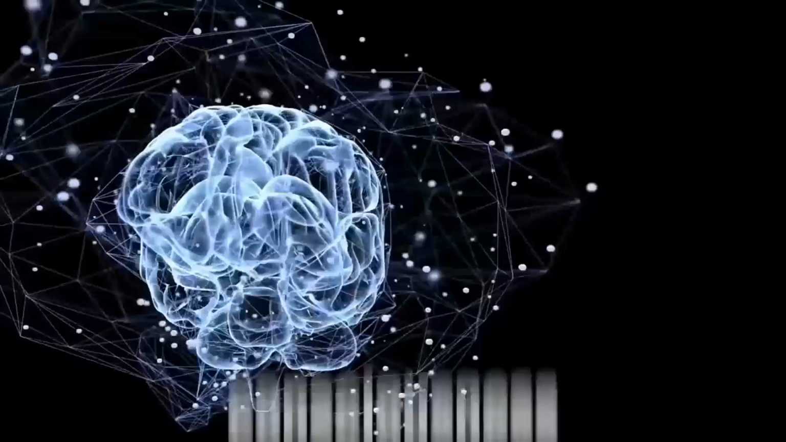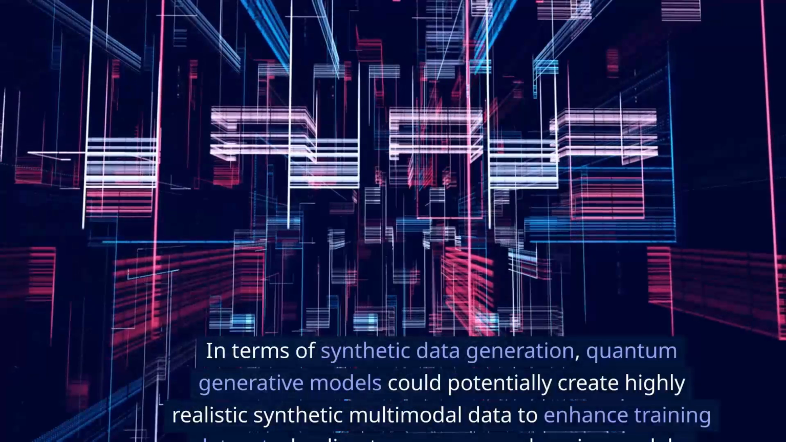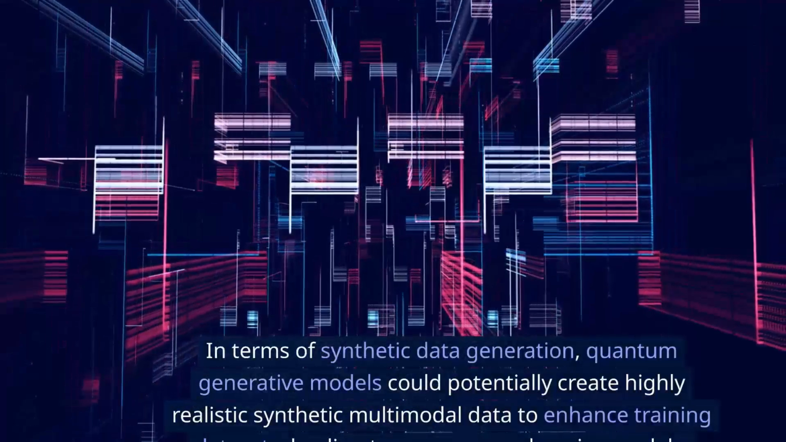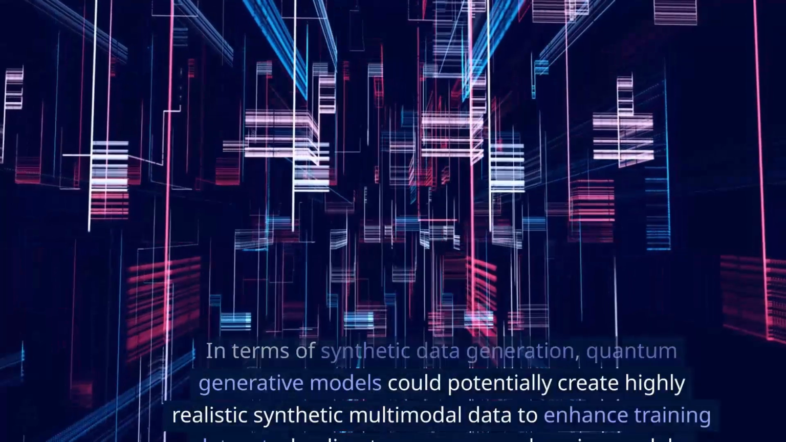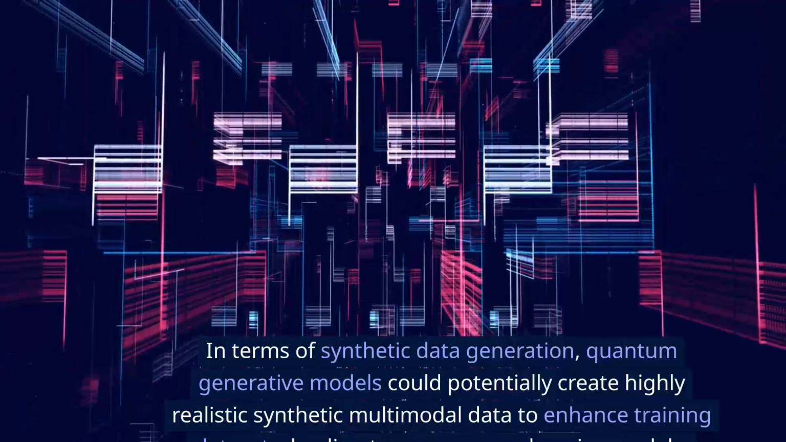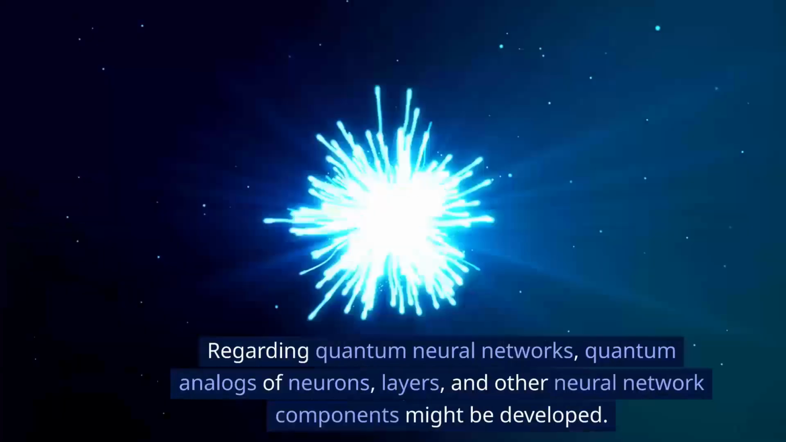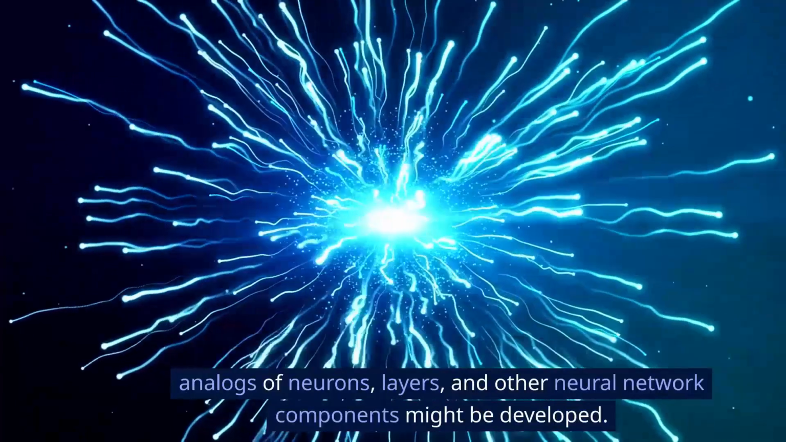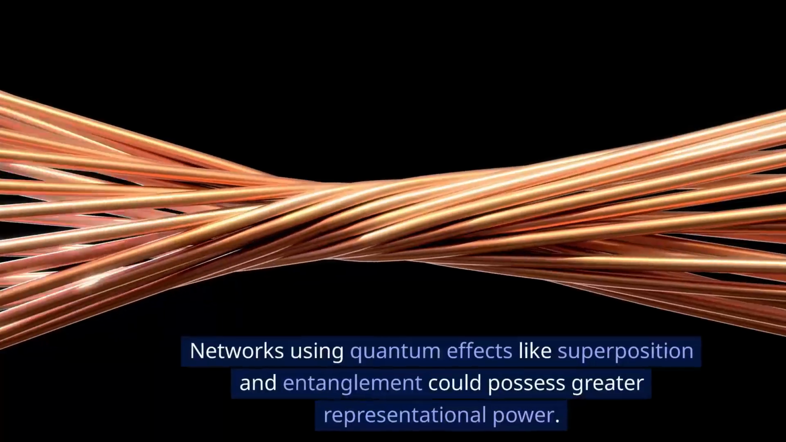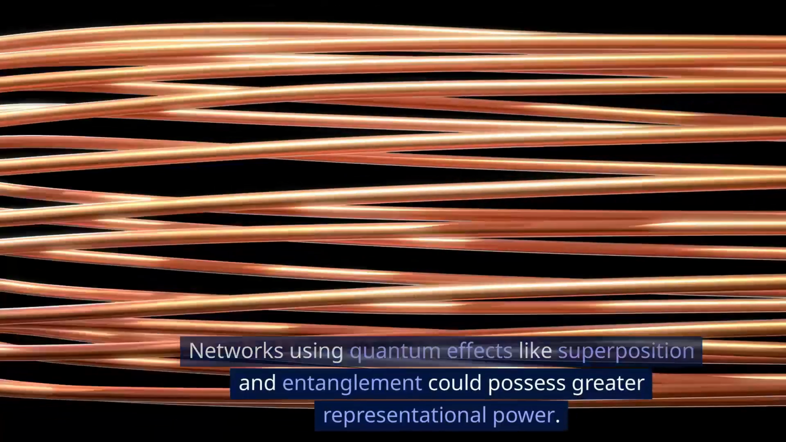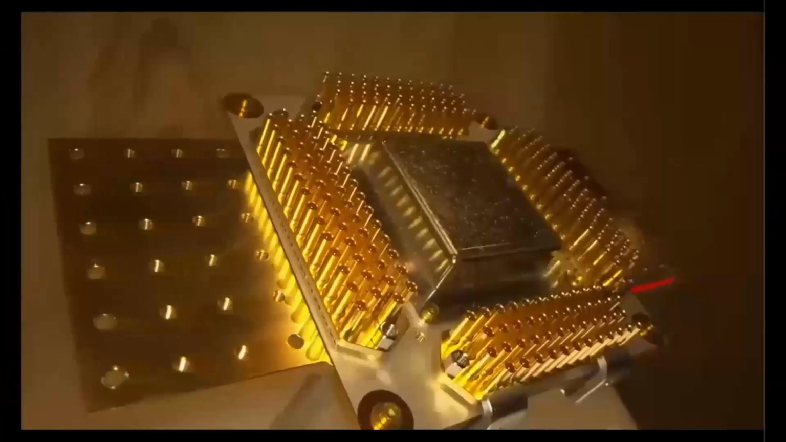In terms of synthetic data generation, quantum generative models could potentially create highly realistic synthetic multimodal data to enhance training datasets, leading to more comprehensive models. Regarding quantum neural networks, quantum analogs of neurons, layers, and other neural network components might be developed. Networks using quantum effects like superposition and entanglement could possess greater representational power.